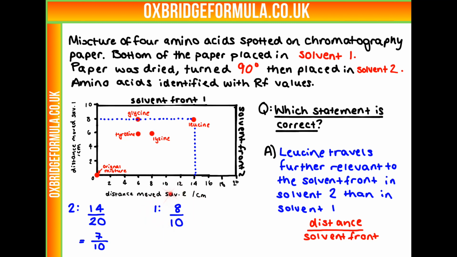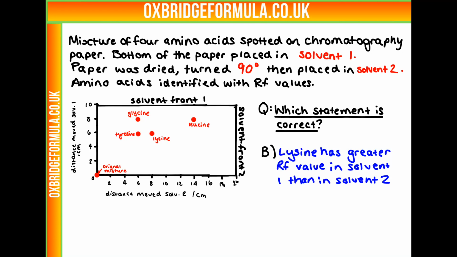And we can see that in solvent 1, the leucine has actually travelled further relative to the solvent. Therefore, this statement is incorrect. Our second statement is that lysine has a greater RF value in solvent 1 than in solvent 2. So how do we calculate RF values? Well, that's just something we've done before. The distance the spot has moved divided by the distance the solvent front has moved.